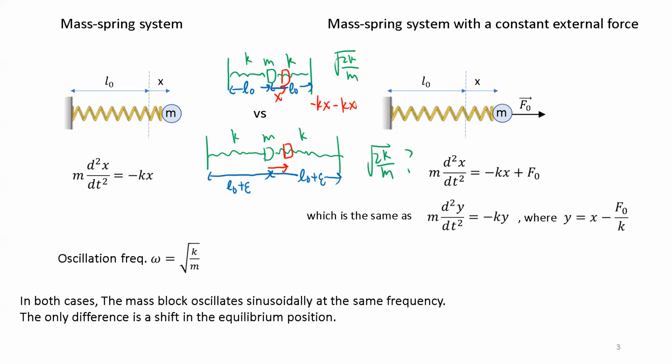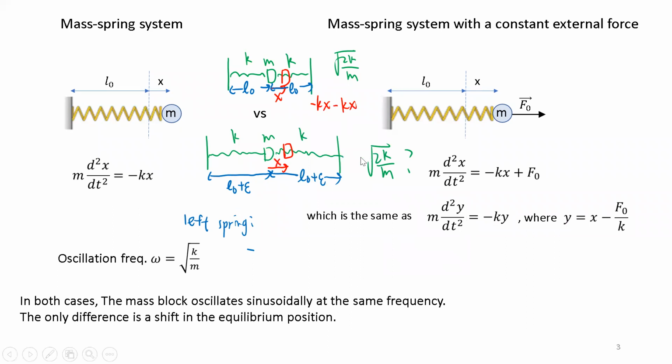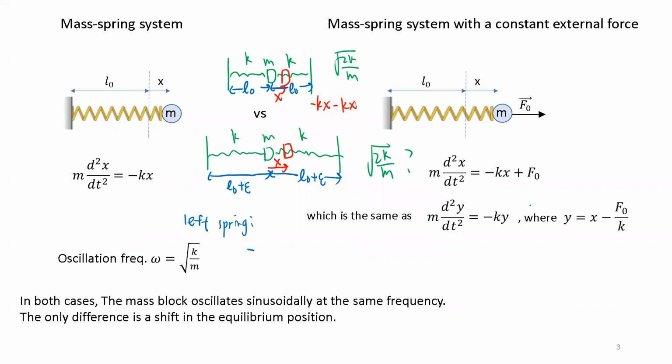And therefore, the spring force from the left would be minus k times x plus epsilon. This is the x: if the mass is right over here at the red position, the total stretching of the spring on the left would be epsilon plus x.